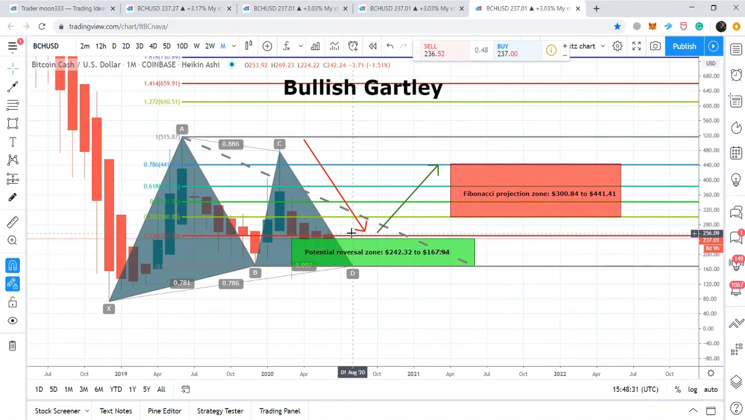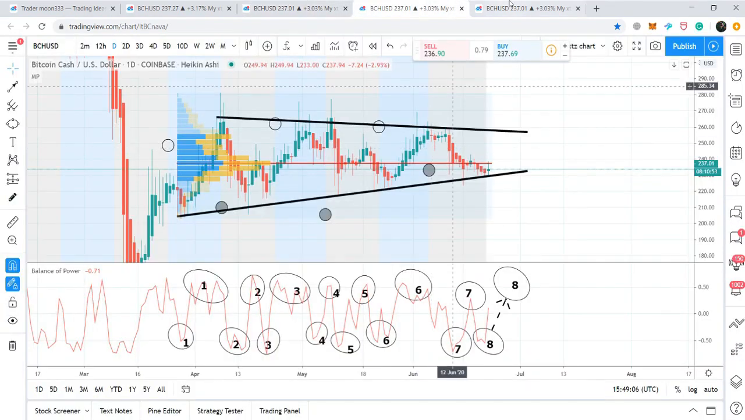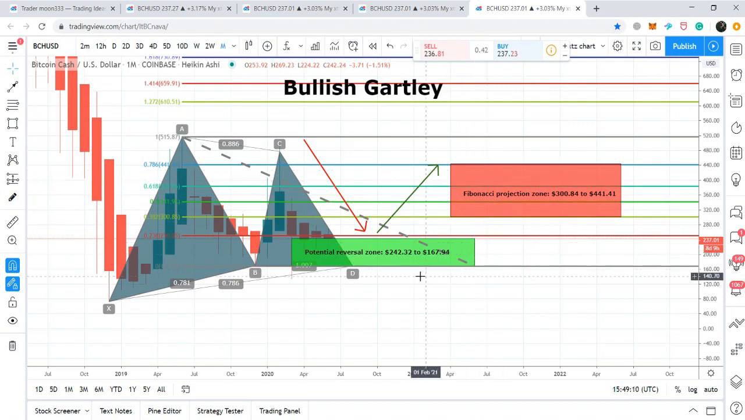As per the Fibonacci sequence of this bullish Gartley pattern, it should enter this area that starts from 0.382 to 0.786 Fibonacci retracement level. This is basically a projection level of the A to D leg. This is a Fibonacci projection. The potential reversal zone starts from $242 and ends at $167. On this chart, where we have seen the support and resistance levels, we can see that our last support is at $170. That is almost at the same level where we have the maximum extent of this potential reversal zone, that is at $167.